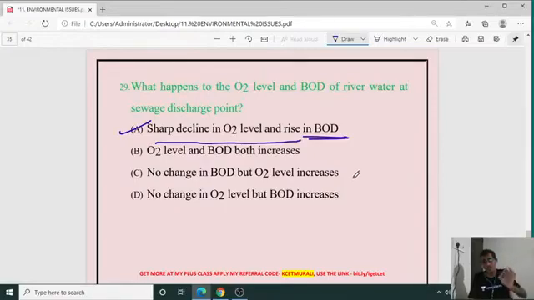It is the amount of oxygen required for the breakdown of the organic matter present in the sewage water with the help of microorganisms. So microbes will use maximum oxygen to break down that organic matter. So in the area where the sewage is added to the river, we can observe a sharp decline of oxygen level and a rise in biological oxygen demand.